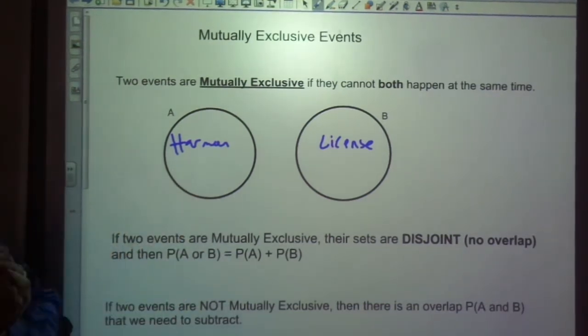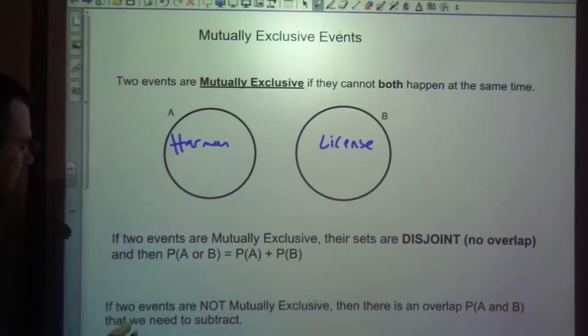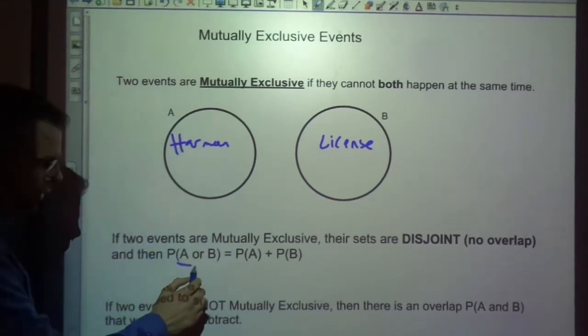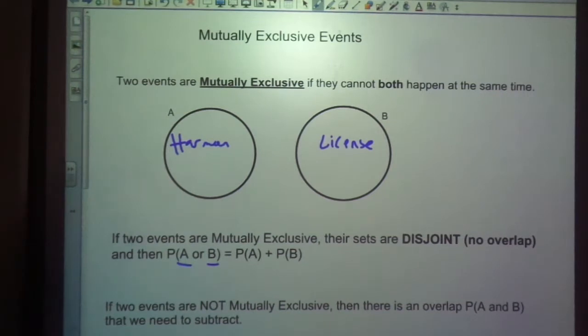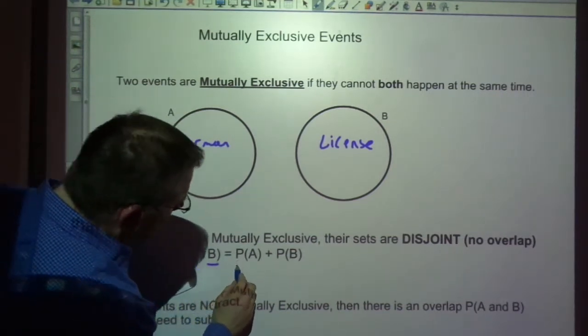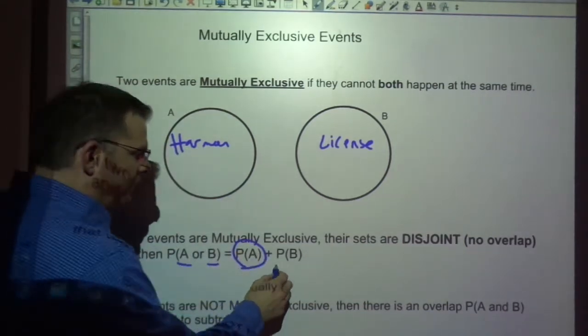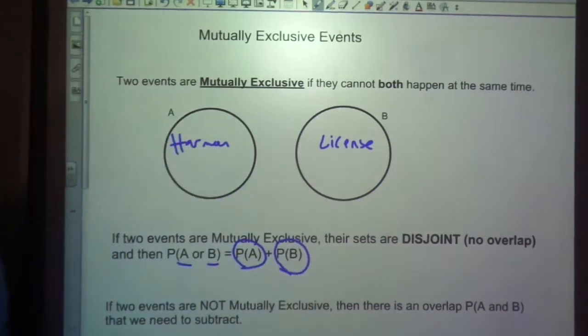So if I want to find what's the probability that we select a student at Aurora Schools and he is either at Harmon or has his driver's license, then I could just find the probability of selecting a student that's at Harmon and add the probability of selecting somebody with their driver's license. And those two things together would work.